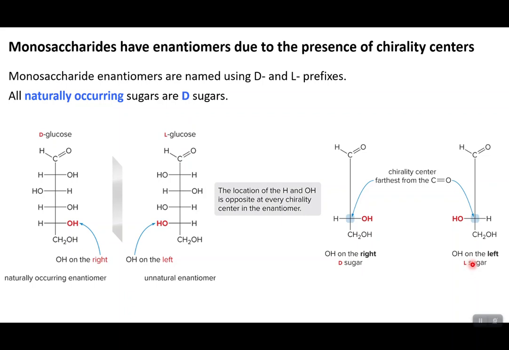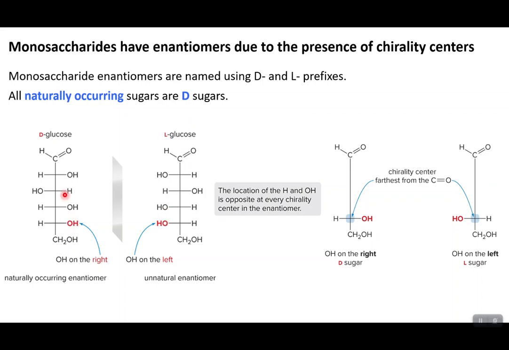So that is why this glucose here is going to get the D in front of it, because this OH is on the right-hand side. This glucose is going to get an L in front of it because the OH is on the left-hand side. One way to remember this is that if it's on the left-hand side, it gets the L, and the OH on the right would get the D.